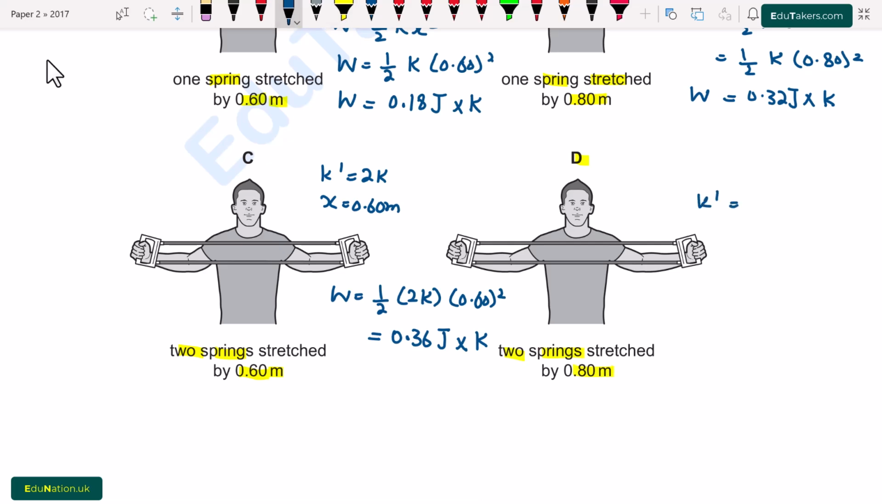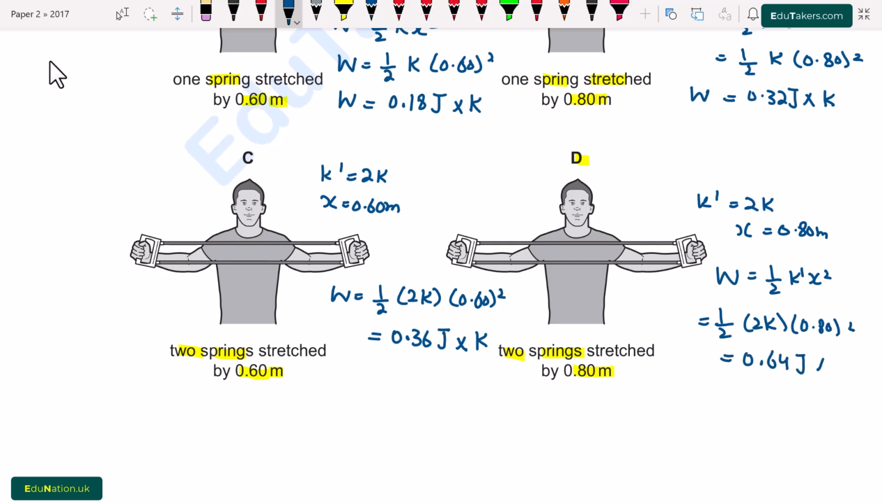So again k prime is equal to 2k and extension x is equal to 0.80 meter. So work is equal to 1 over 2 k prime x square. It will be 1 over 2, 2k, 0.80 square. So this will be equal to 0.64 joule multiplied by k. We can see all of these work and see that only work is more in the case of option D, when there are two springs and these are stretched by 0.80 meter, which is equal to 0.64. So D option is correct from here.